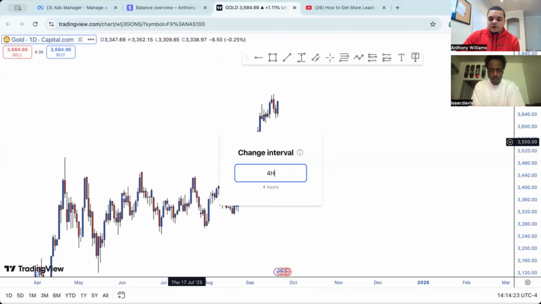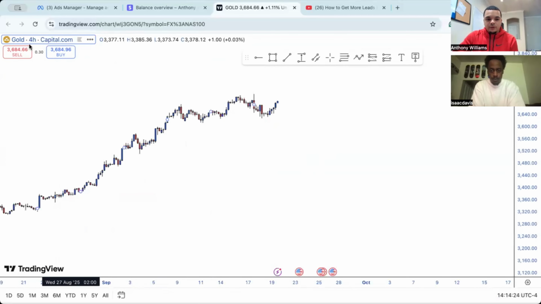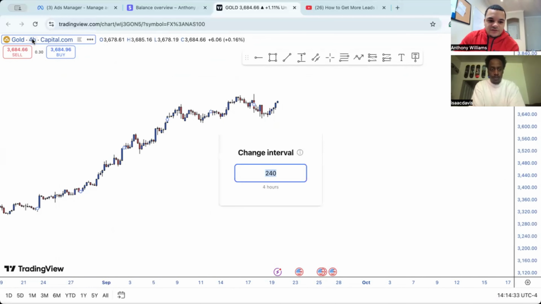So for the 4 hour, all I did was click on the time frame, change interval, which is basically just time frame. Click on it and put 4H, 4 hour. You could probably even put 8H, 8 hour. You could do either one, and all it's going to do is break down the candlestick.